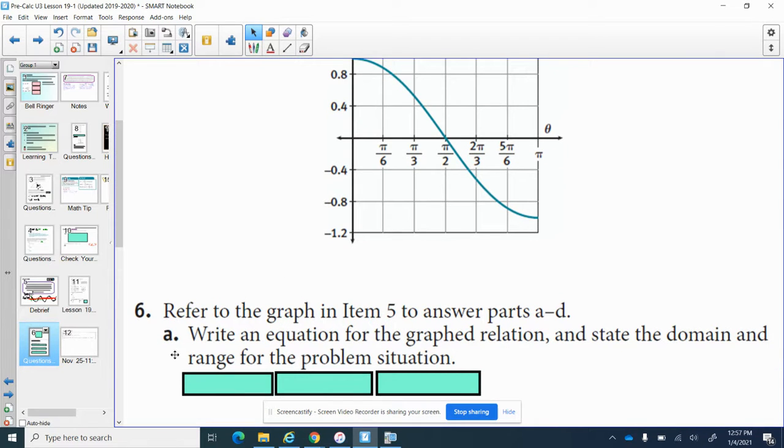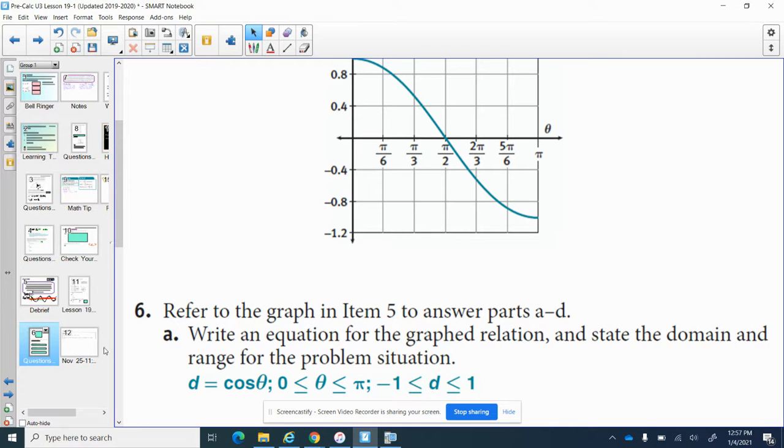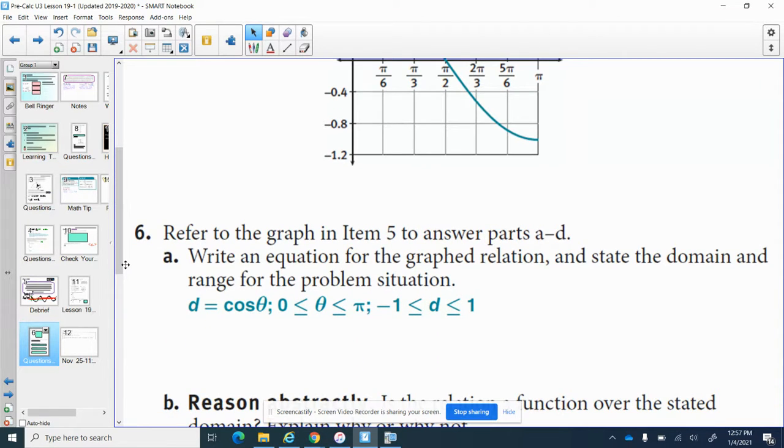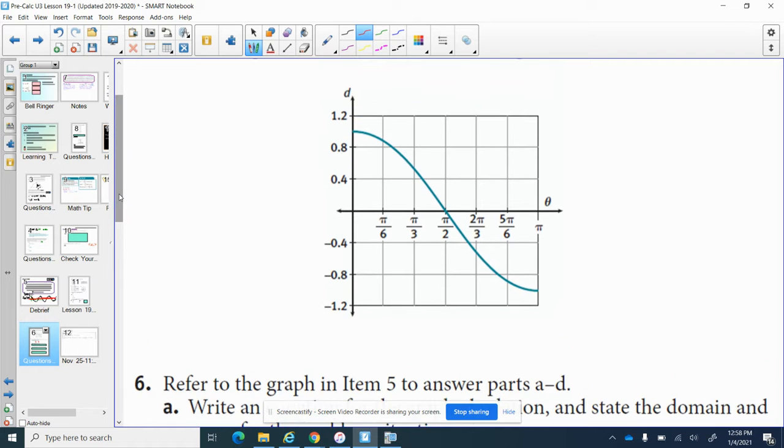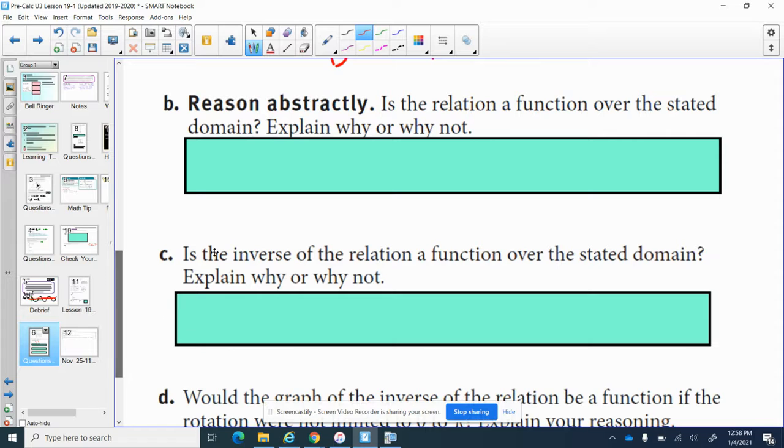The domain here is between 0 and pi, and then the range is going to be from -1 to 1. If we look at this graph, it does pass the vertical line test because it is 1 to 1.